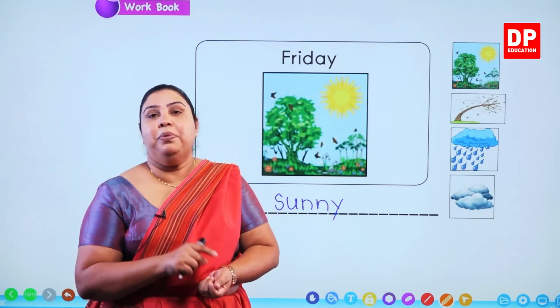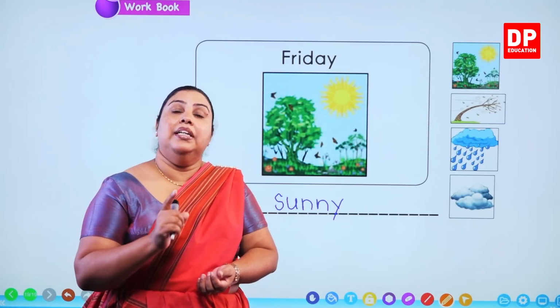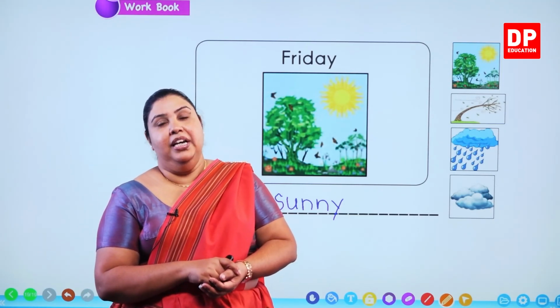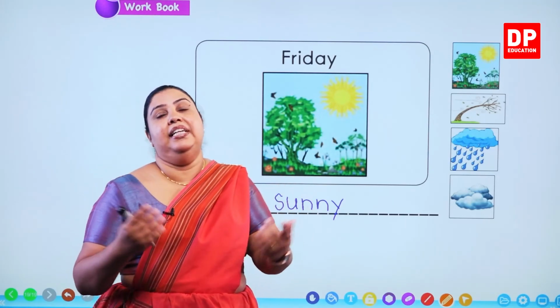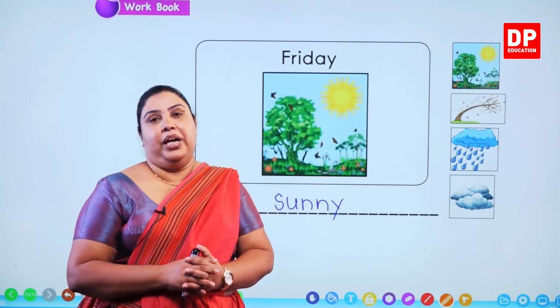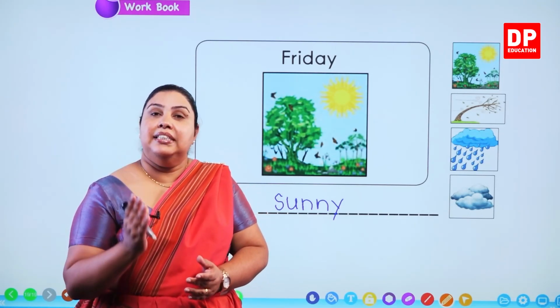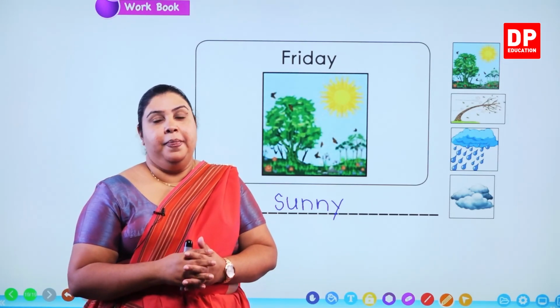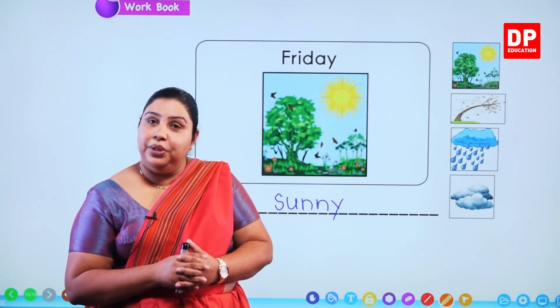So I want you to practice them, learn the spelling, and you have to learn how to write the words properly. And it's going to be very easy. If you know the words, you can easily write them on the activity book, the workbook, and you can complete them. So now I have completed my lesson number 6 for you. The different types of weather during the week.